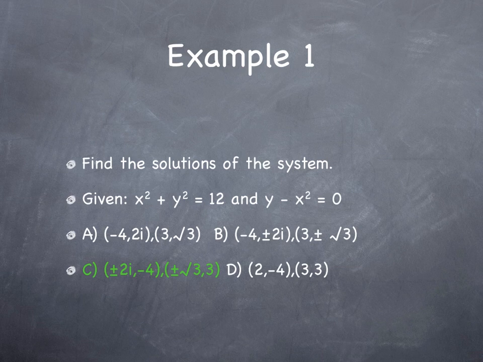So now we're back to our original problem. The only one that has plus or minus 2i and plus or minus the square root of 3 as x values is C, and the only one that has negative 4 as a y value that corresponds to plus or minus 2i is C, and the only one that has 3 as a y value that corresponds to plus or minus the square root of 3 is C. So thus, your answer is C.